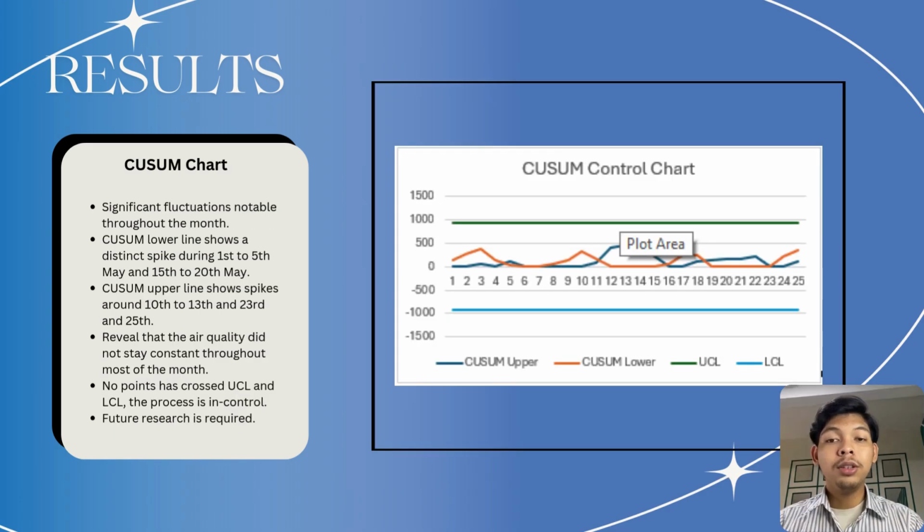For the cumulative sum chart, there are significant fluctuations notable throughout the month. The Q-sum lower line shows a distinct spike during the 1st to 5th of May and 15 to 20 May. Meanwhile, the Q-sum upper line shows spikes around 10 to 13 and the 23rd to 25th. The chart revealed that the air quality did not stay constant throughout most of the month. However, no point has crossed the control limits UCL and LCL, which indicates that the process is in control.